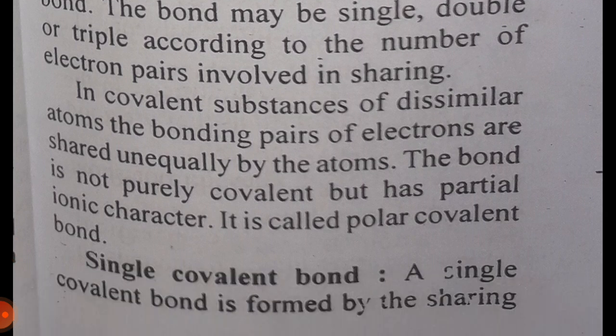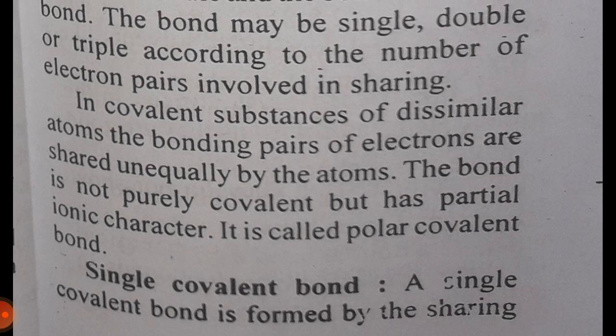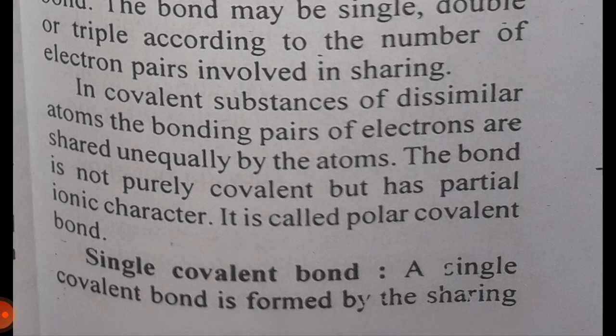The bond may be single, double, or triple according to the number of electron pairs involved in the sharing. In covalent substances of dissimilar atoms, the bonding pair of electrons is shared unequally by the atoms. The bond is not purely covalent but has partially ionic character. It is called a polar covalent bond.